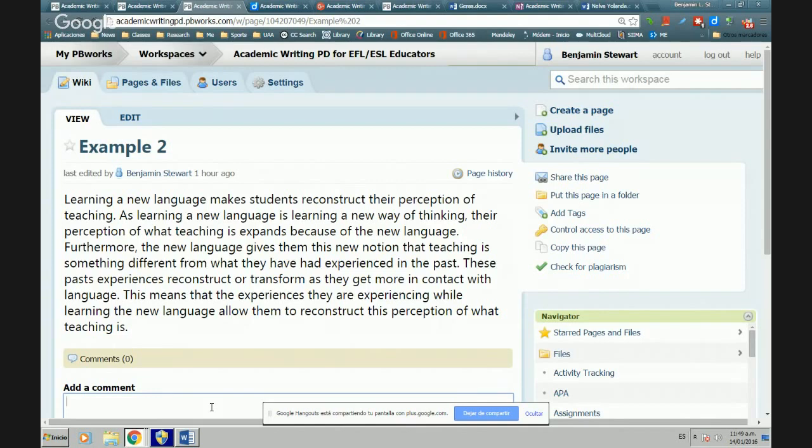You could say "have experienced" or "had experienced" if we're talking about the past. Yeah. This previous knowledge acquired. All right, so let's look at that sentence. This means that the experiences they are experiencing while learning the new language allow them to reconstruct this perception of what teaching is. Okay, comments about the last sentence?